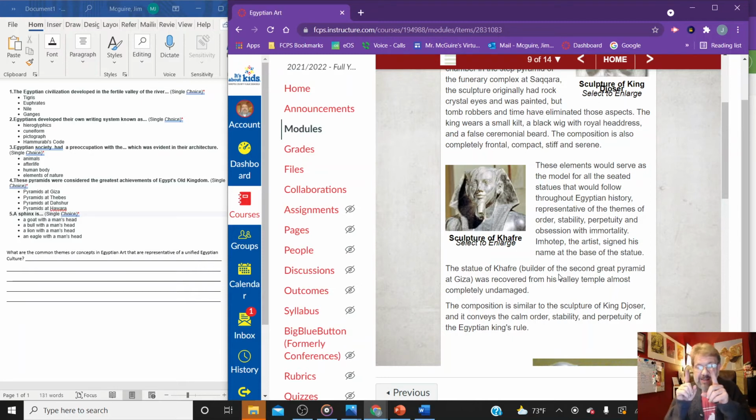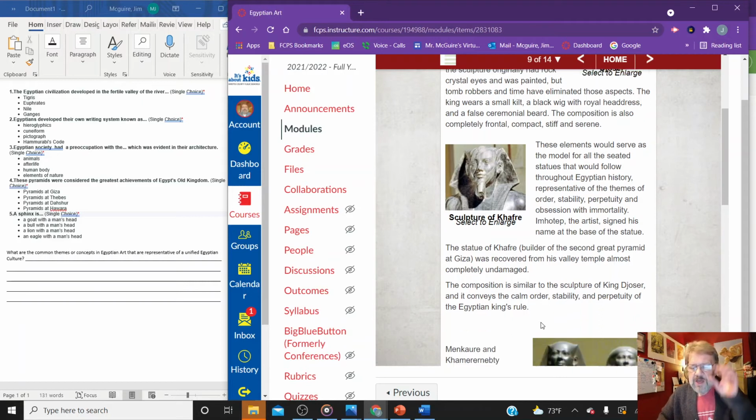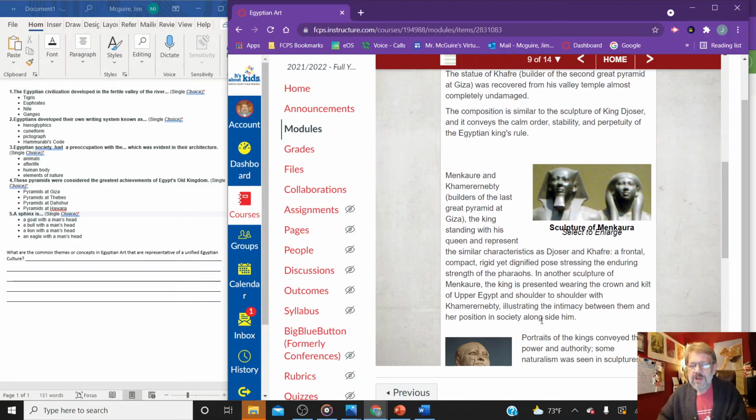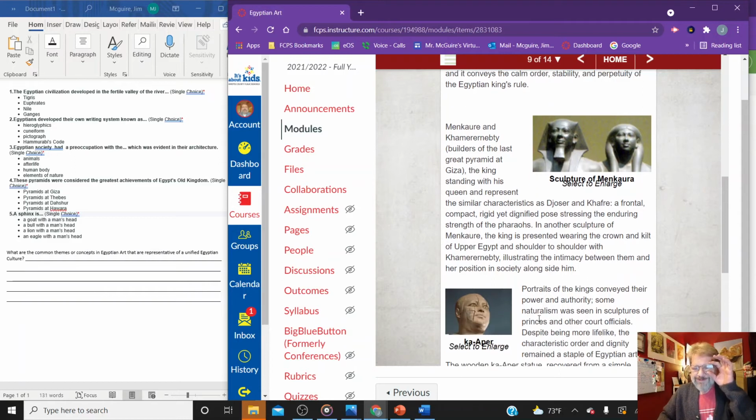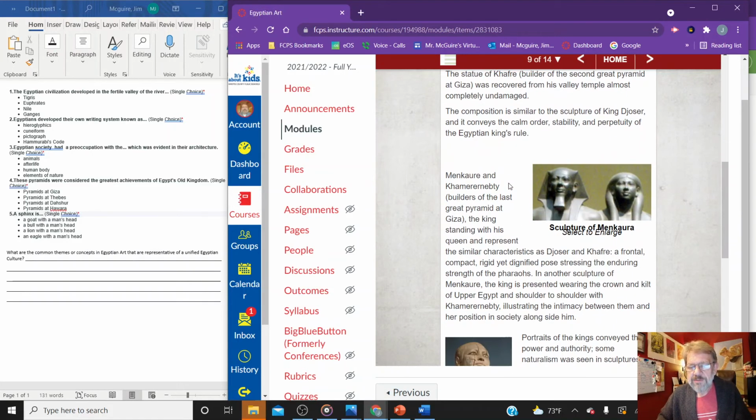Again, this is another example that you need to be putting in that open response. The statue of Khafre, builder of the Second Great Pyramid of Giza, was recovered from the Valley Temple almost completely undamaged. The composition is similar to the sculpture of King Djoser in that it conveys calm, order, stability, perpetuity, and the Egyptian king's rule. So you can see the differences and similarities.